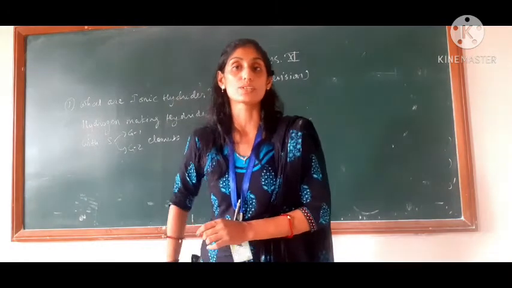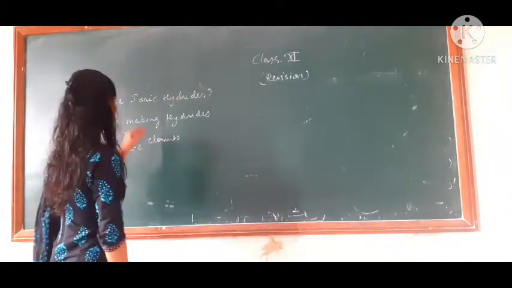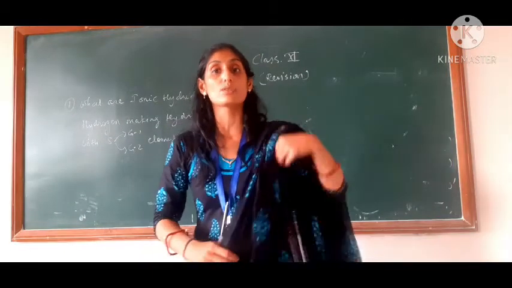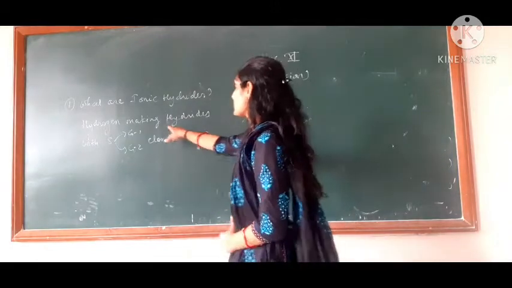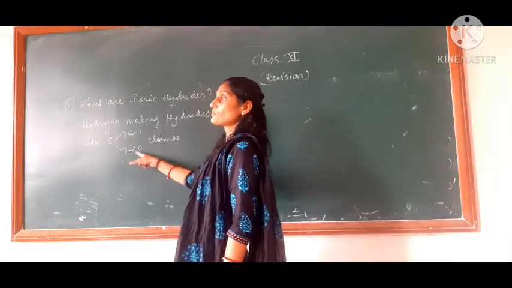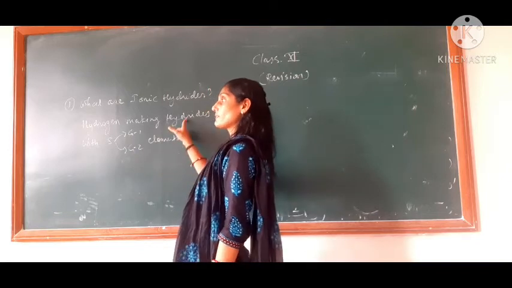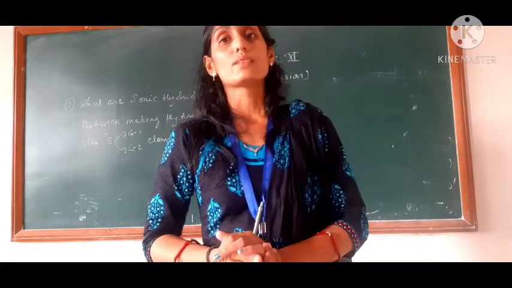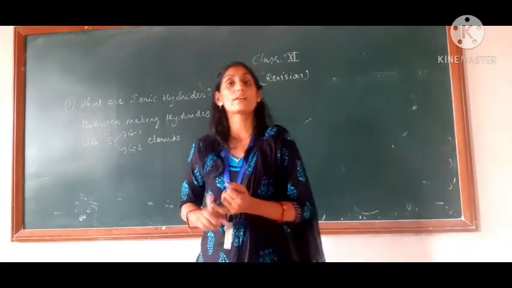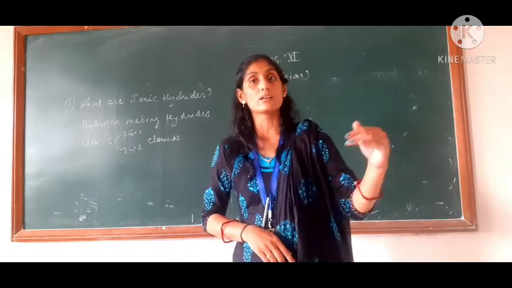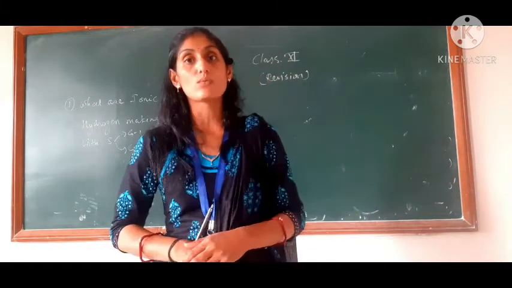So the very first question for this chapter is, what are ionic hydrides? When hydrogen combines with S group elements or S block elements, that is group 1 and group 2 elements, whatever hydride is formed is known as an ionic hydride. Now how are they in nature? They are crystalline in nature. They are non-volatile, and they are easily dissolved in water.